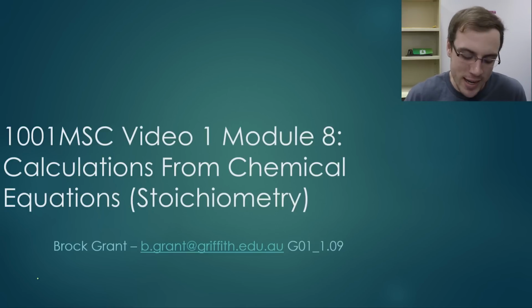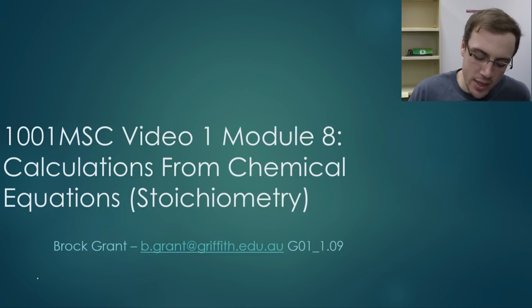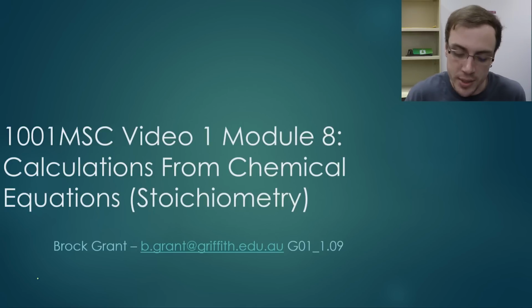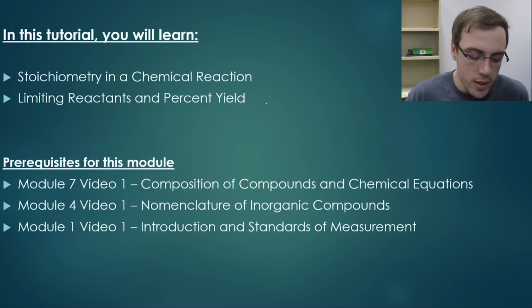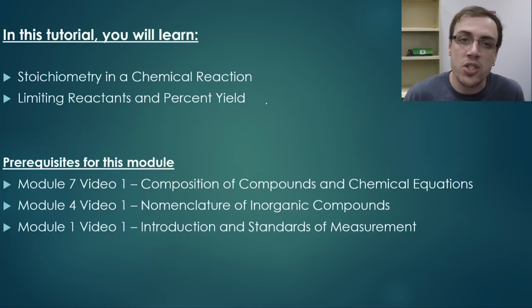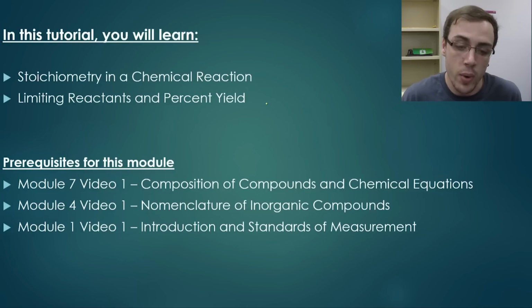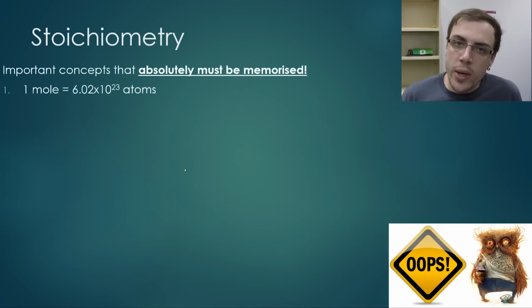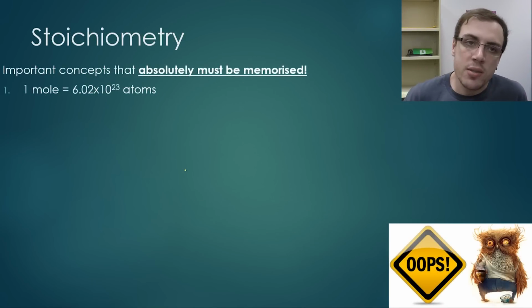My name is Brock Grant, and today we're going to be covering some calculations from chemical equations, otherwise known as stoichiometry. In this tutorial, we're going to cover two different things. We're going to be looking at how stoichiometry is used in chemical equations, and we're also going to be covering limiting reactants and percent yield.